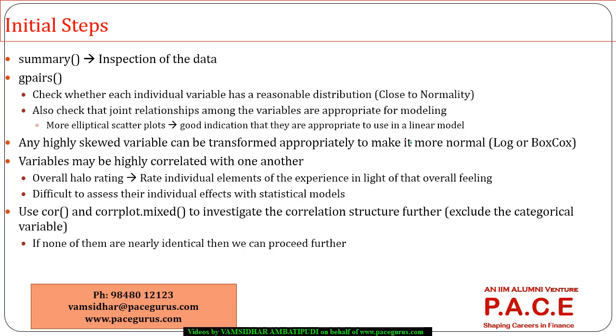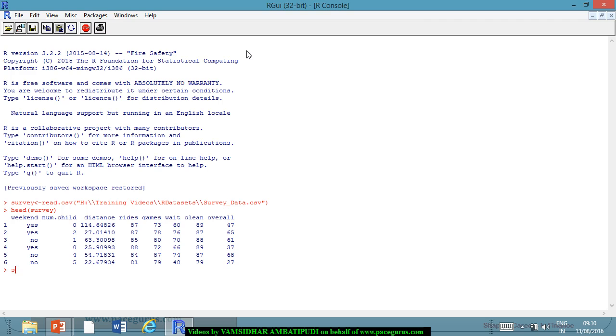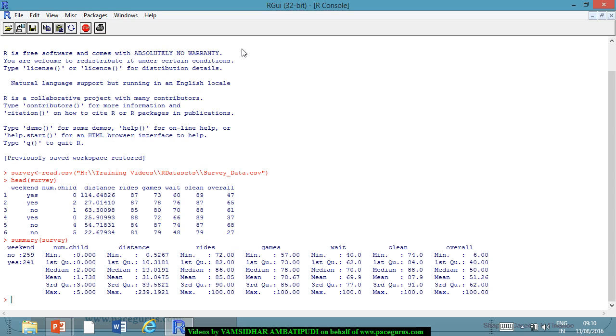So initially, once I have loaded the data, look out for the summary. That's the first step as a part of any exercise. Take the summary of it to see if there are some abnormal things as a part of the data. I'm looking at the survey. Okay, weekend: looks like there are 259 people who have not visited on a weekend, but 241 have visited on a weekend, more or less equally balanced. There are a few groups which came with 0 children, but a maximum of 5 children are there in the group.